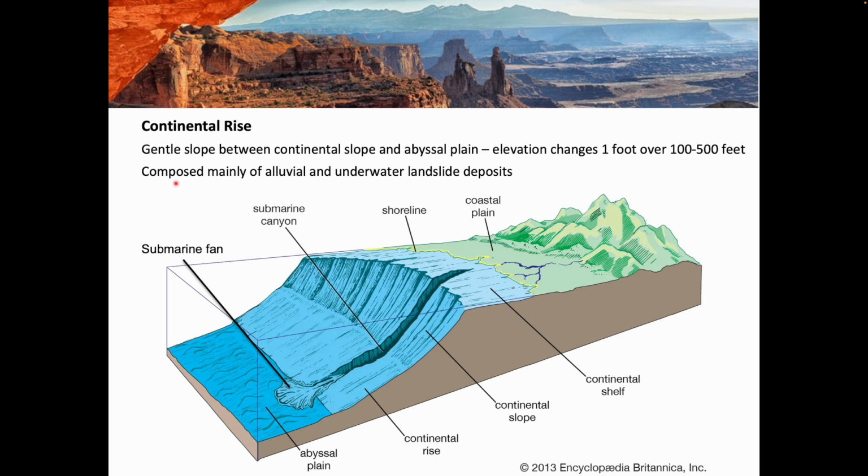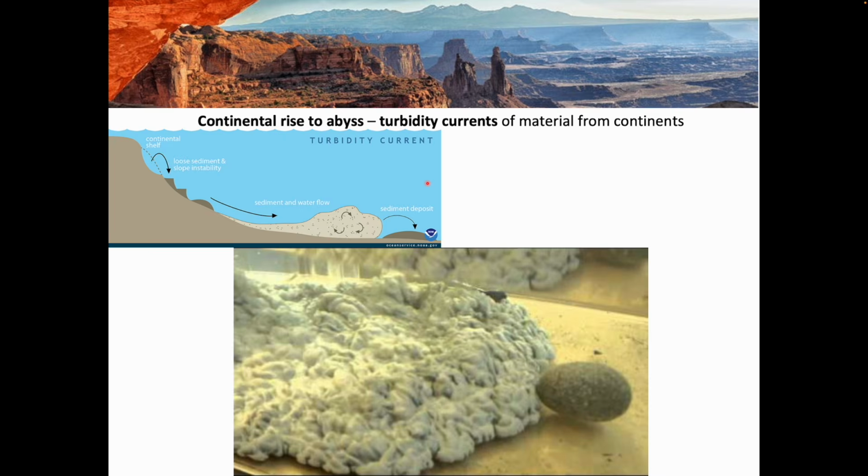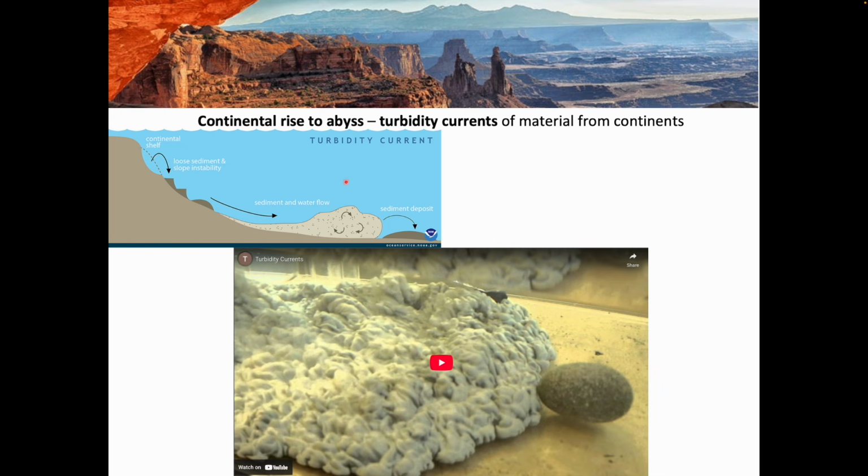Sediments in the continental rise are composed mainly of alluvial and underwater landslide deposits. Remember, an alluvial deposit is any deposit left by moving water, and an underwater landslide is pretty self-explanatory. But they are nevertheless interesting, so we're going to talk about turbidity currents, which are the result of underwater landslides. Landslides will come off the continental shelf either from overloading of sediment and oversteepening of that edge, or they are shaken loose by earthquakes. These landslides then send out a huge plume of sediment out into the deeper ocean.